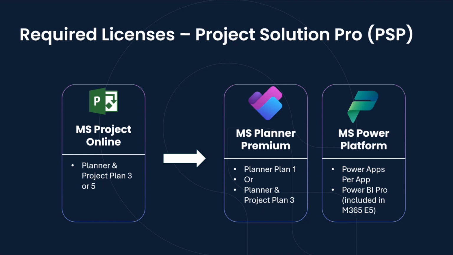Secondly is the Power Platform licenses, Power Apps per app being the main one. That license would give you access to the core solution that we've taken you through today. And lastly, but most certainly not least, is Power BI Pro, which is included in Microsoft 365 E5 licenses. If you do have that, you've already got it, and that would give a user access to view the reports within Power BI. But please do note, Power BI also has the capability of exporting, so not every user may need that license as well.